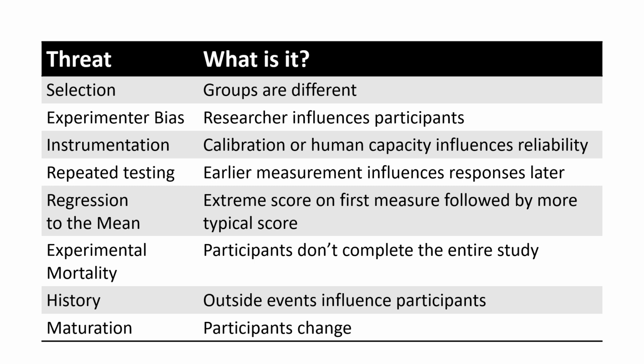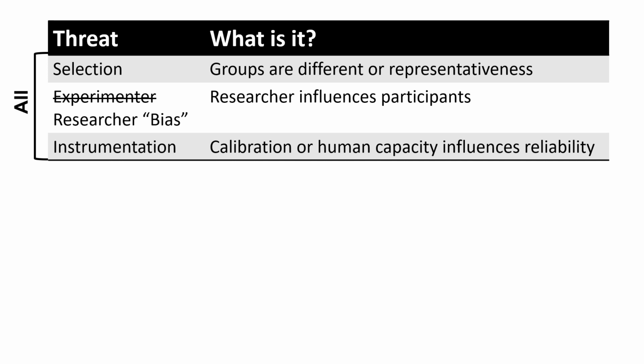I want to emphasize 2 things that aren't directly included in the tutorial. The first thing I want to emphasize is that some of the threats are not applicable to all research designs, regardless of whether they are experimental or not. Of the 9 threats that are commonly identified, 3 apply to all types of studies. It might have already occurred to you that selection threat would overlap with representativeness for non-experimental and quasi-experimental studies.